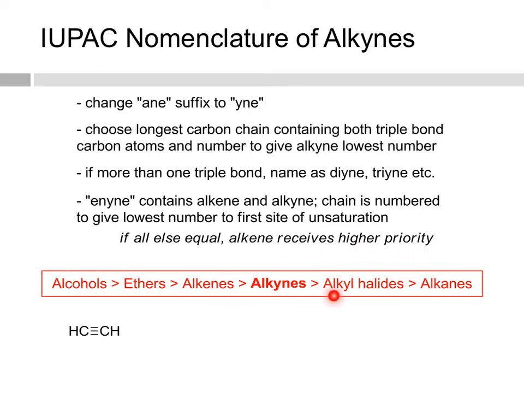This is the priority order for the functional groups that we've learned so far. The simplest alkyne is acetylene. The common name of this molecule is acetylene. The IUPAC name is ethyne.